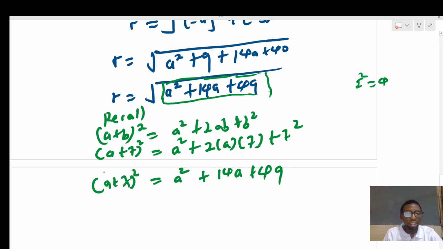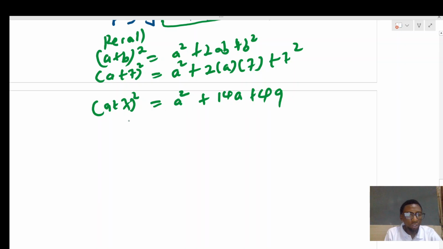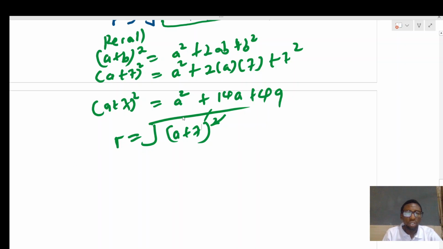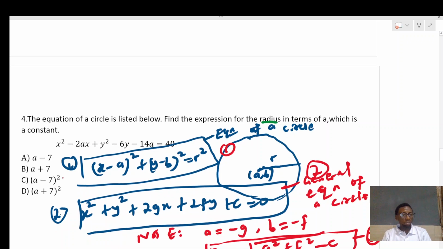So what am I trying to say? Go back to this question here. I will change all of this to (a plus 7) squared. So r is now the square root of (a plus 7) all squared, and this square cancels the square root. So our answer is a plus 7. That's option B. So that's that.